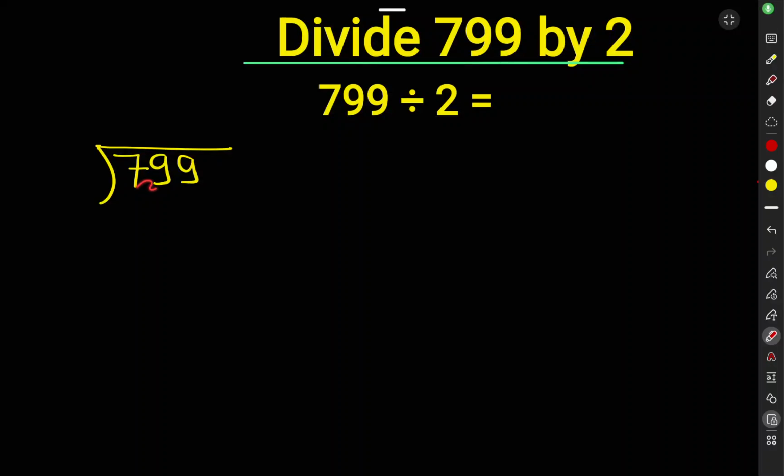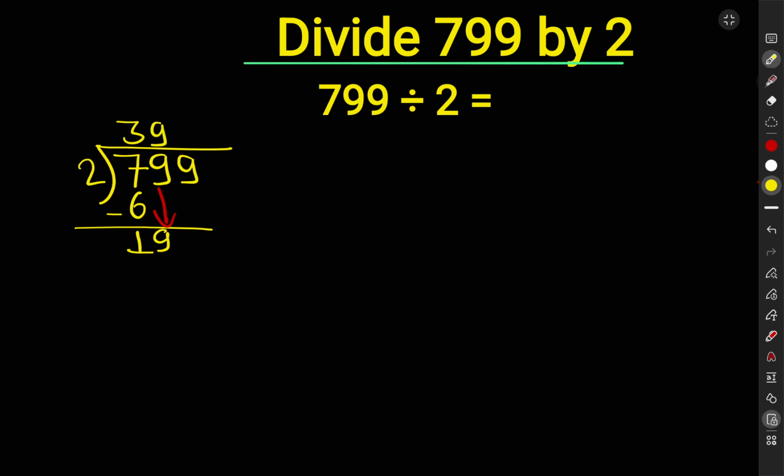We divide 799 by 2 in a long division method. So 2 times 3 is 6. On subtracting we get 1. So now we put down this 9 and it is 19.